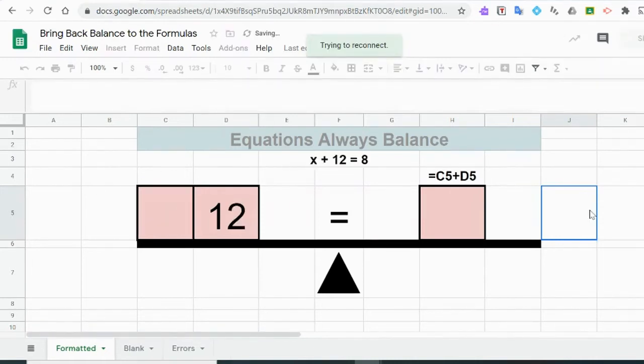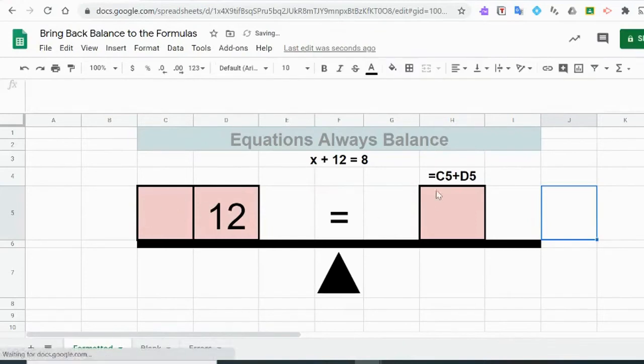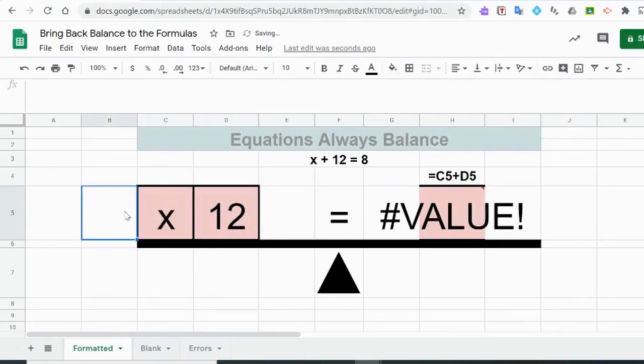So here's an example with an unknown. Let's call it x, or question mark. We know both sides have to equal, and so if one side equals 8, we want 8 to be in this box here. But we're going to put a formula, C5 plus D5, adding these two cells together. 12 plus x. Uh-oh, that gives us an error. We're going to have to put something else in x to make it true.